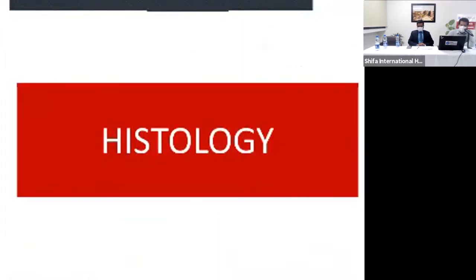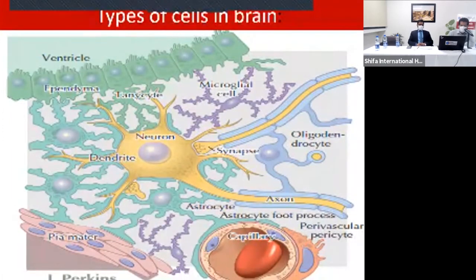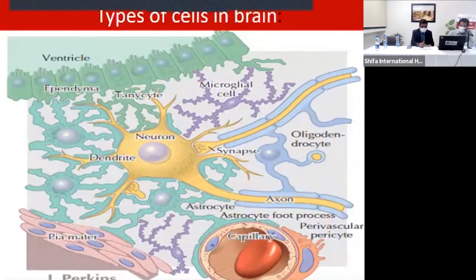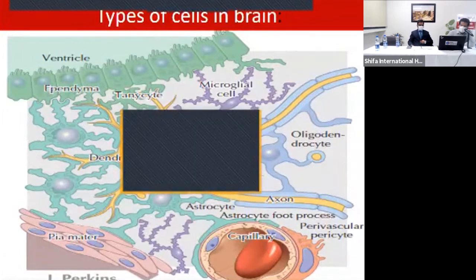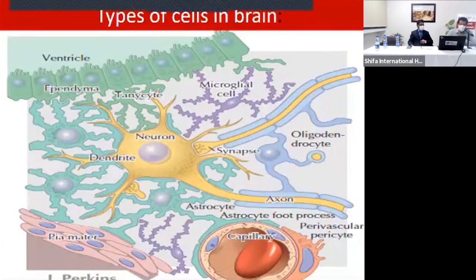And coming to histology, the types of cells in the brain. Here you can see astrocytes. These are basically the physical and metabolic support cells of the brain and important in formation of the blood-brain barrier. Then come the oligodendrocytes. Basically, these are responsible for the formation of myelin in the CNS. Ependymal cells, these can be seen over here. These line the ventricles, and the Schwann cells are basically the myelinating cells of the peripheral nervous system.